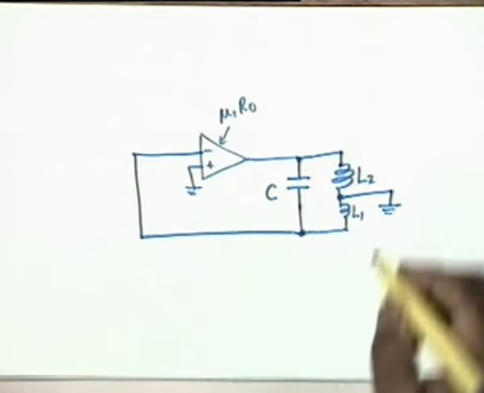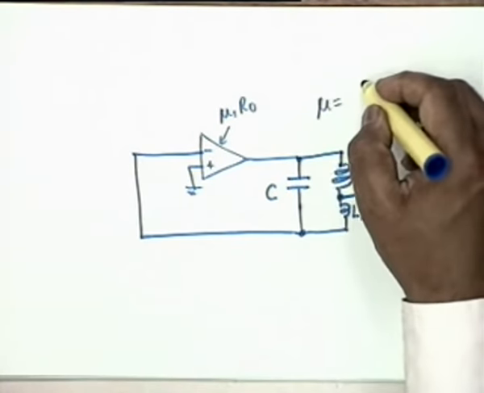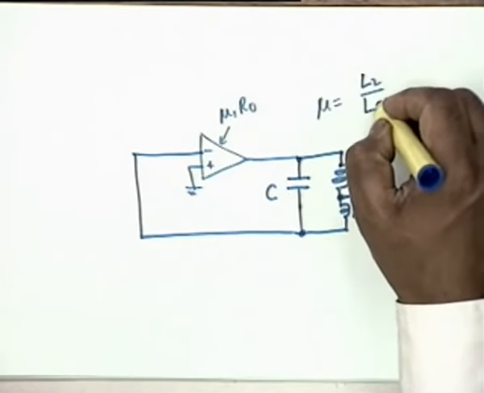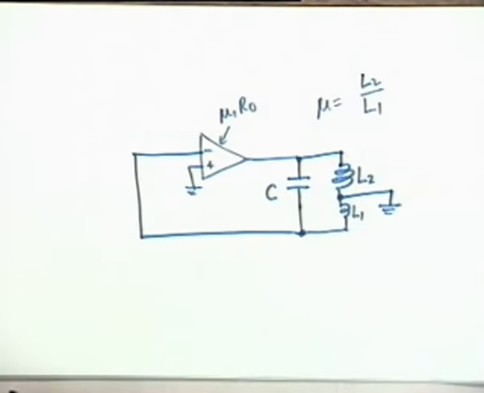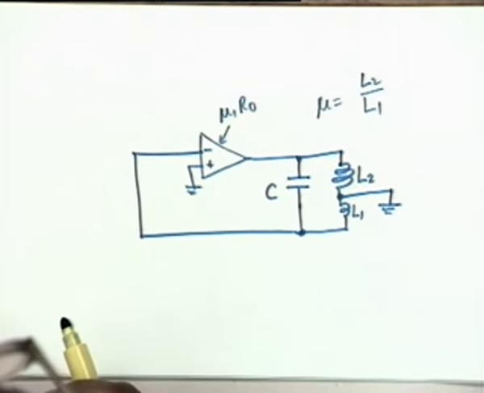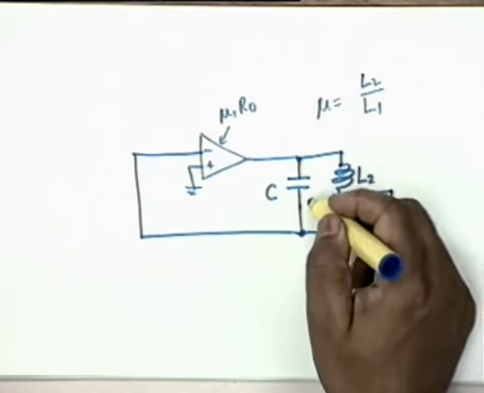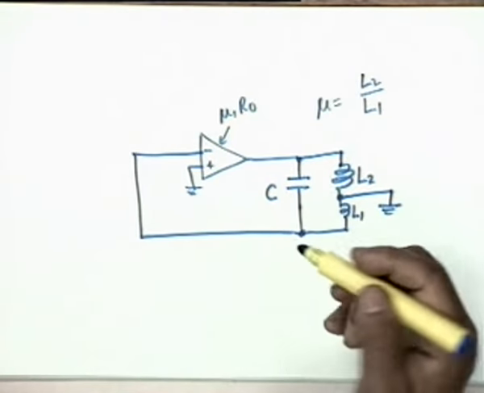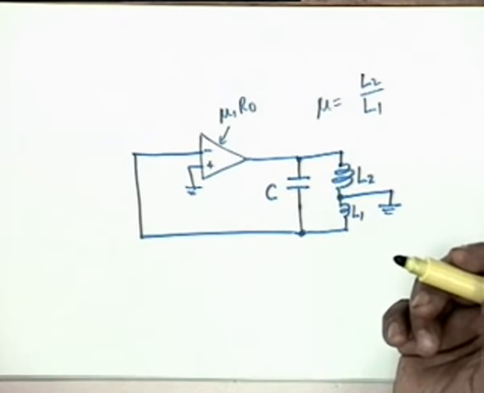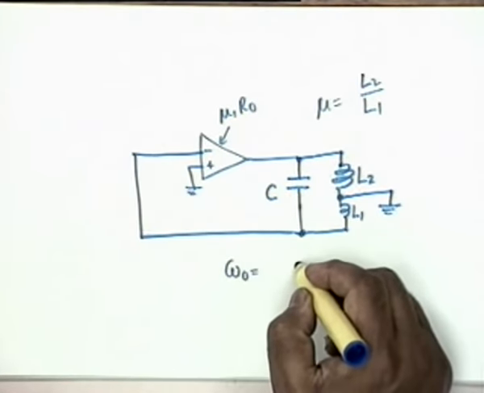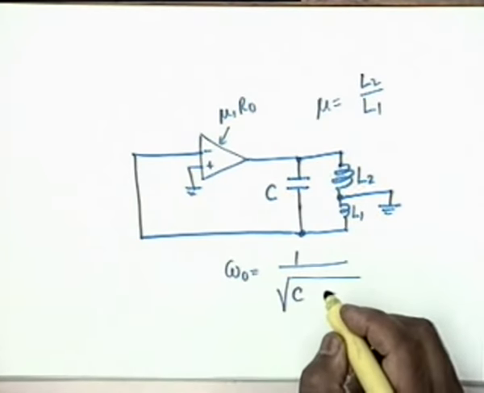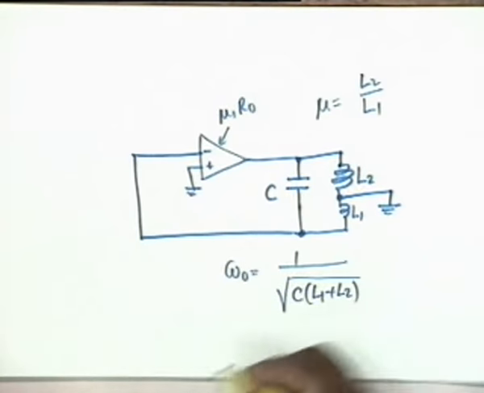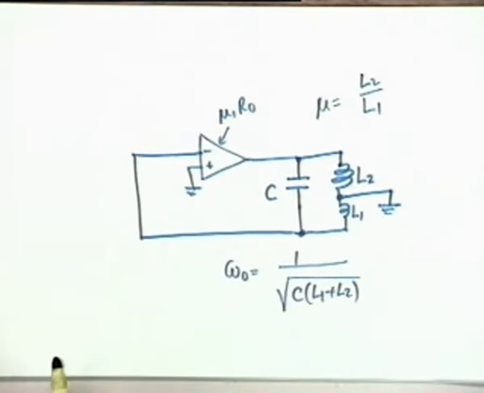Okay, mu now has to be L2 by L1. And what is the frequency of oscillation? The sum of the three reactances should be equal to 0, which means that the three reactances should resonate in series resonance. So what is omega 0 then? 1 over square root C (L1 plus L2). Very good. No further analysis is needed, absolutely by inspection.